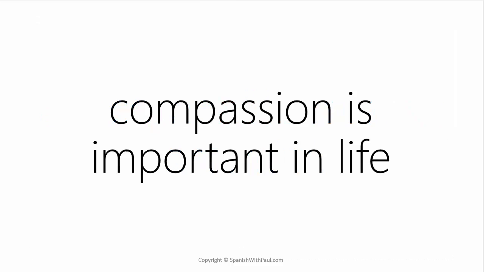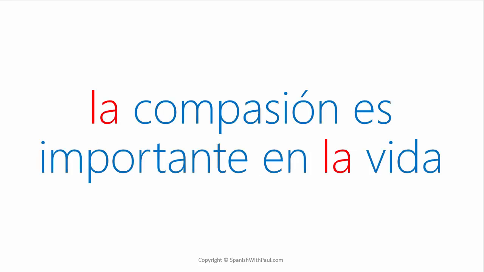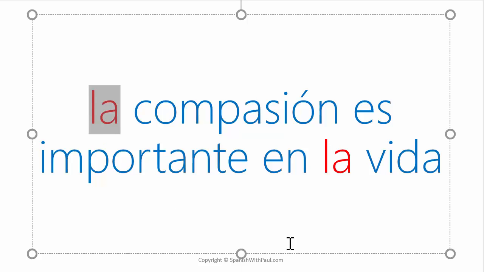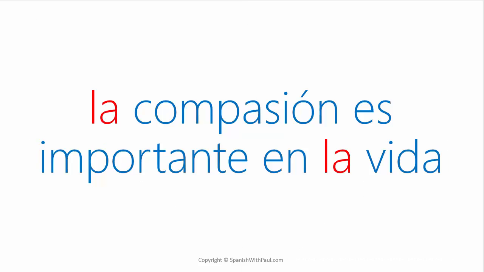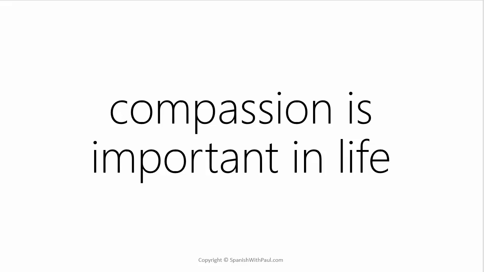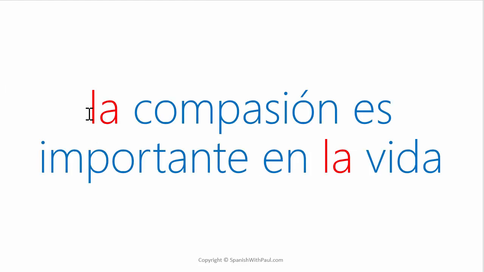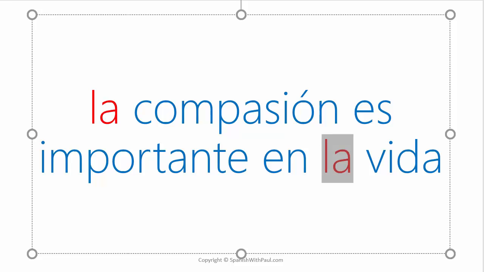Here's another one. Compassion is important in life. That sounds completely natural in English. However, in Spanish, the translation would become la compasión es importante en la vida. Here you can see the definite article being thrown in two occasions. So literally, the compassion is important in the life. This is correct and natural sounding Spanish. If you were to translate directly from English, it would sound wrong to the ears of a native speaker without these definite articles being thrown into the structure.